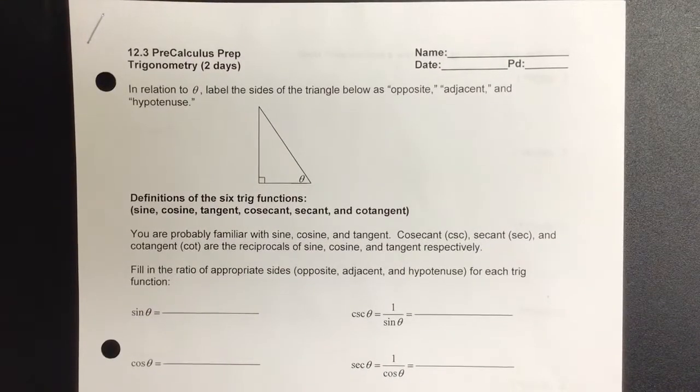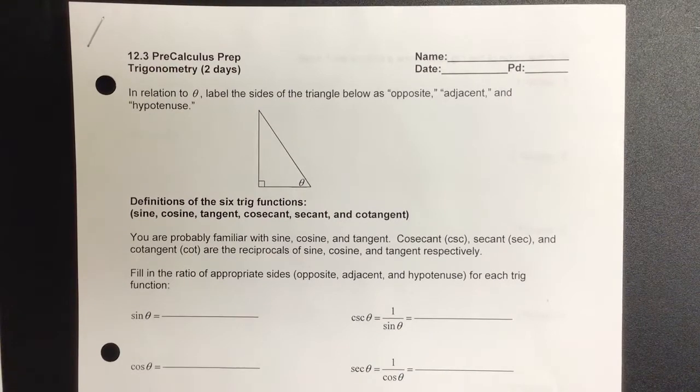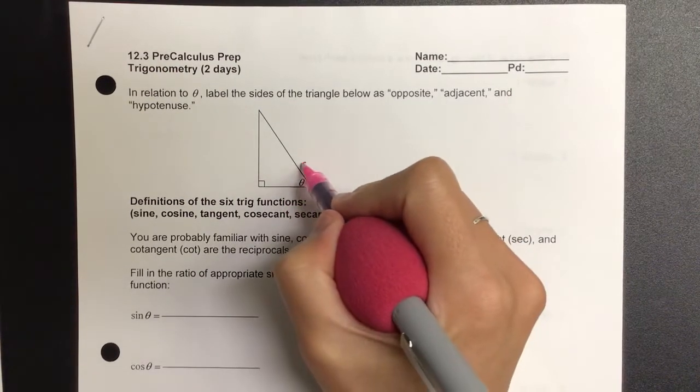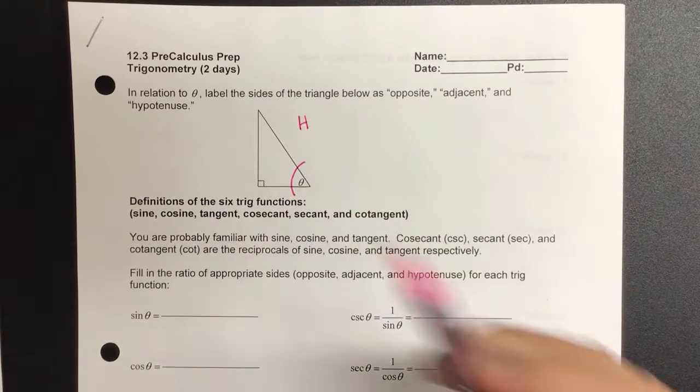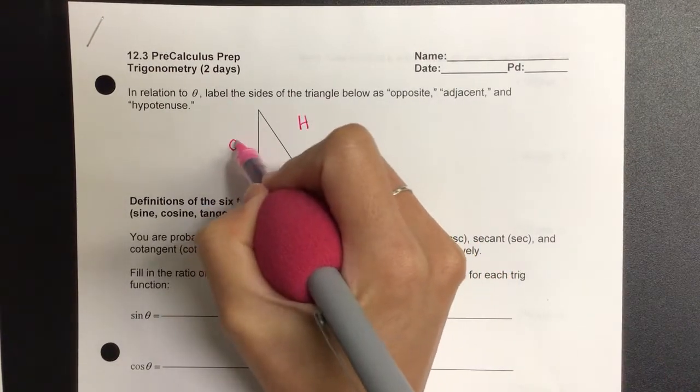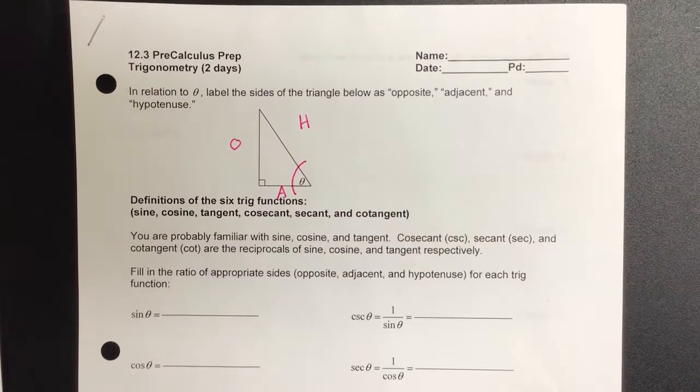All right, Macy, let's read the top. In relation to theta, label the sides of the triangle below as opposite, adjacent, and hypotenuse. Okay, so in relation to theta, we know our hypotenuse is the largest side. Opposite is when it jumps from theta, and then the remaining has to be the adjacent.